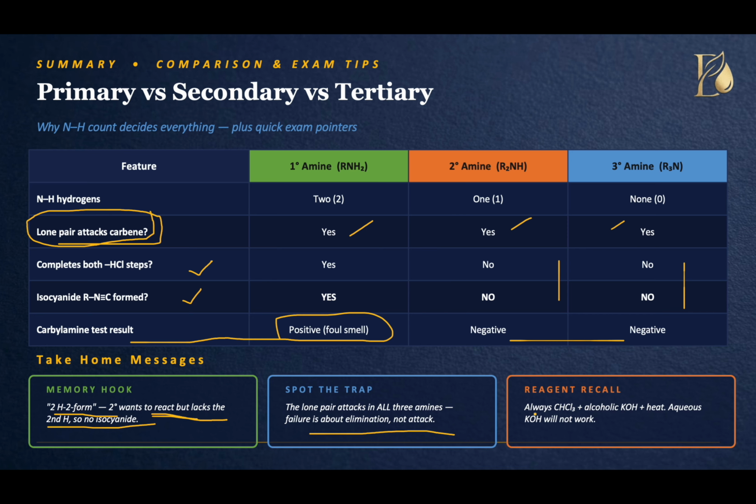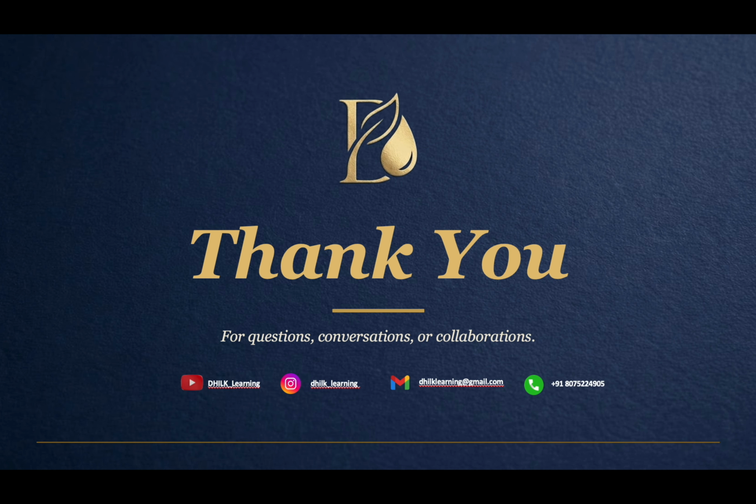And what are the reagents we used? It is chloroform plus alcoholic KOH. Here the KOH used is alcoholic KOH. We should not use aqueous KOH. Aqueous KOH cannot undergo this reaction. So that is about the isocyanide test or carbylamine reaction.